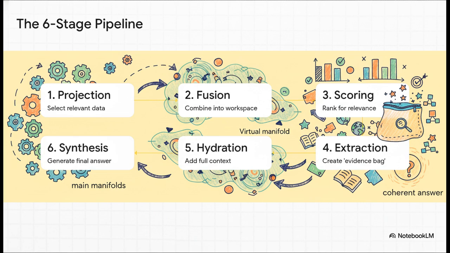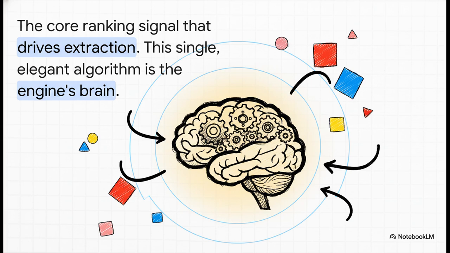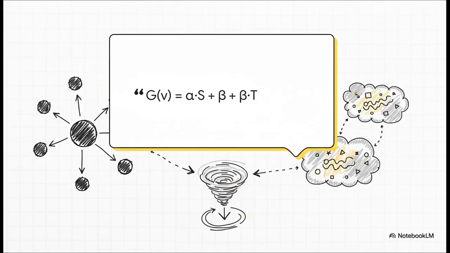It's pretty amazing. Now, the absolute core of that pipeline, the engine's brain, if you will, is one elegant algorithm. It's called the gravity formula, and this one signal is what drives all the intelligent ranking in the system. And here it is. Now, don't let the letters scare you. It's actually beautiful in its simplicity.